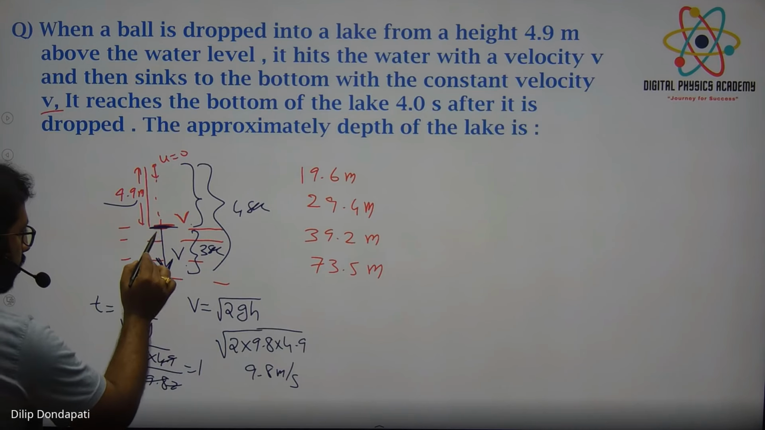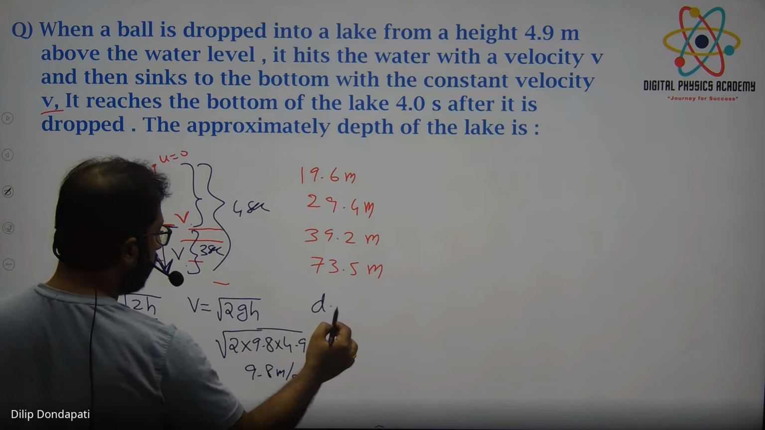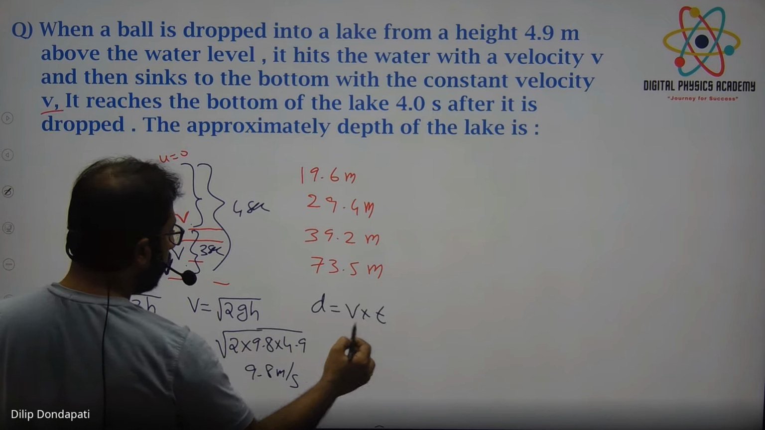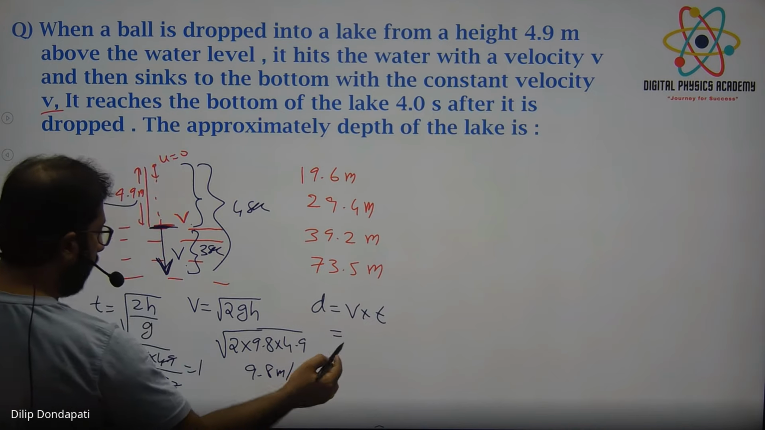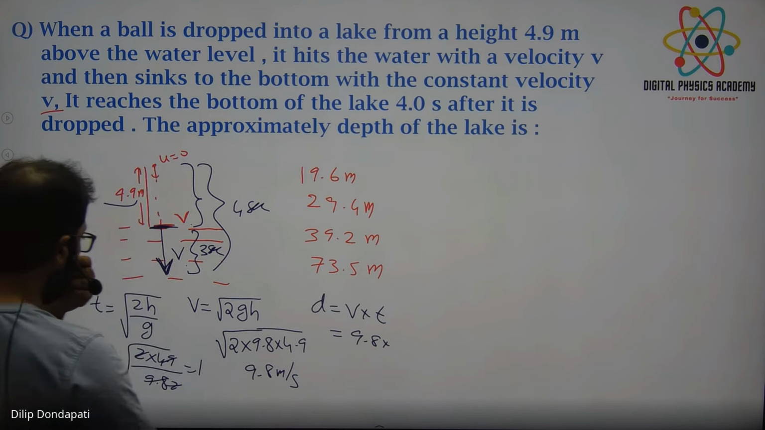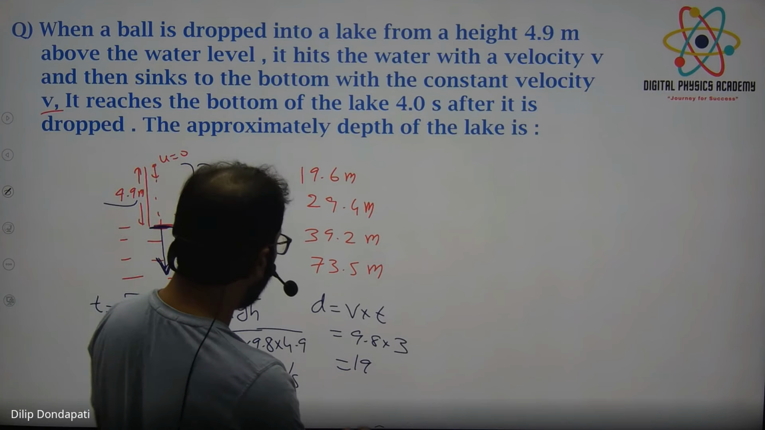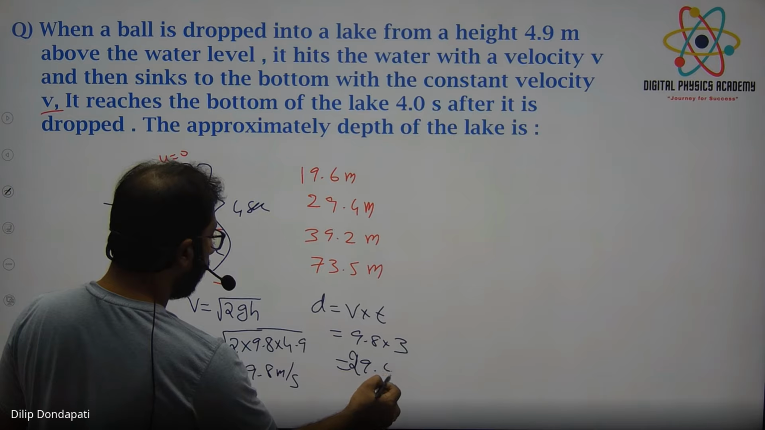Now it is moving with constant velocity, meaning acceleration 0. So simply distance is equal to speed into time, vt. Speed is 9.8 into 1, and time is 3 seconds, right? How much will it be? It is 29.4. That is the answer.